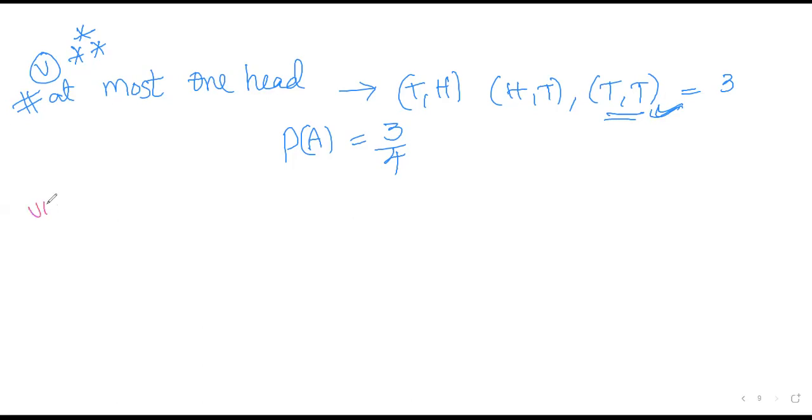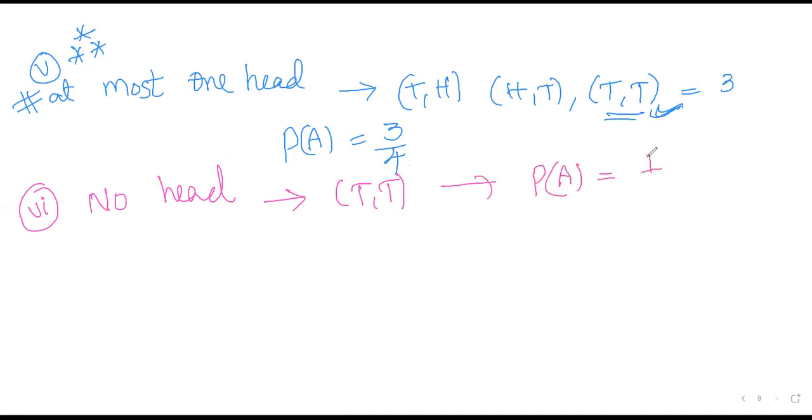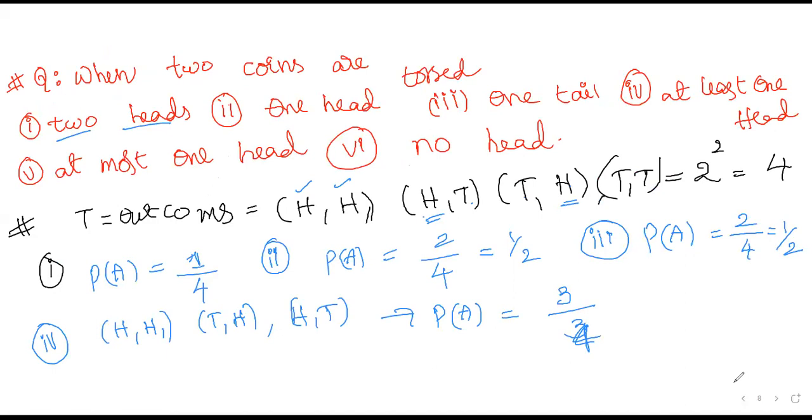Then question number 6: no head. No head means definitely both must be what here? Tails. The probability and event P of A is equal to 1 out of 4. Okay. Am I clear for this question? Yes, sir. It is based on 2 coins.